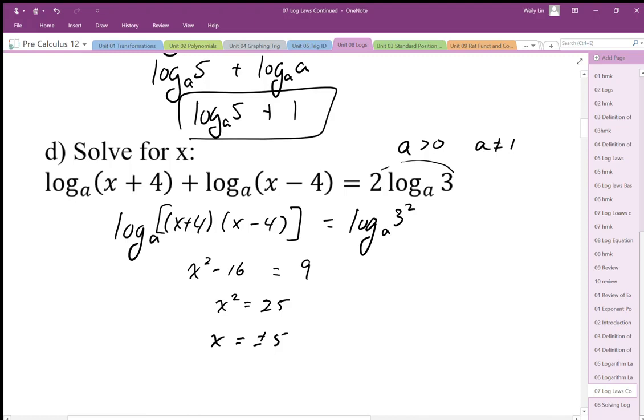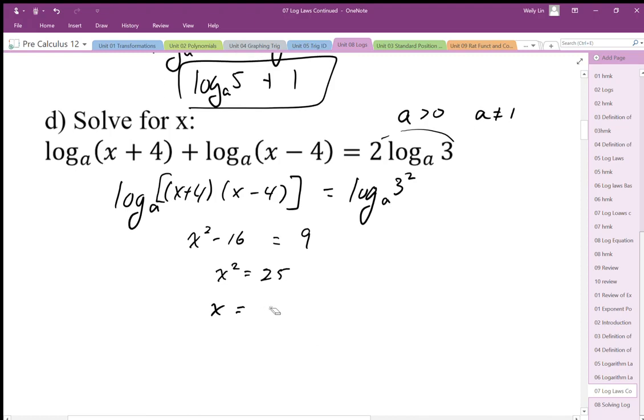Now there are extraneous solutions here because we have restrictions on x, because arguments cannot be negative. So when I test negative 5 and plug it back in, I get log of a negative number. That's not possible. We cannot have negative arguments. So this is an extraneous solution. Okay, so when I plug positive 5 back into the original equation, that's all good. So that's our good solution for this equation.